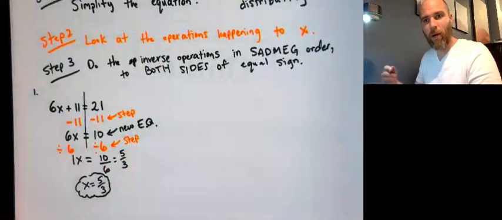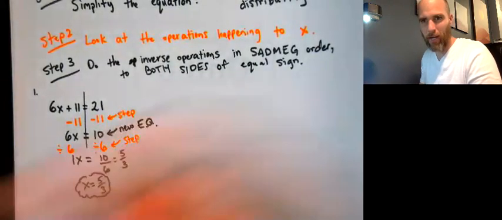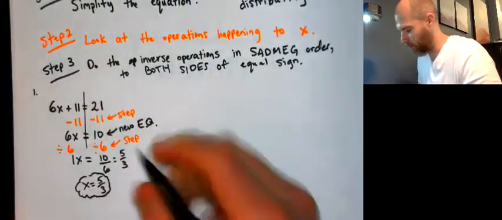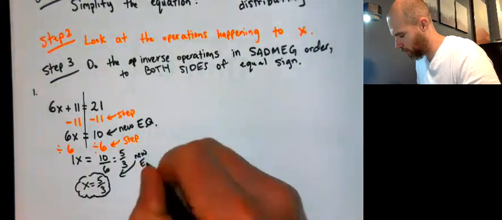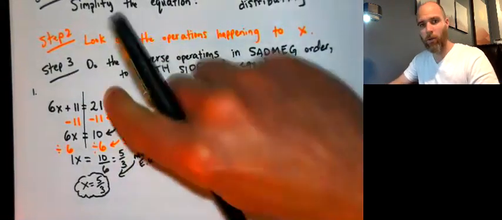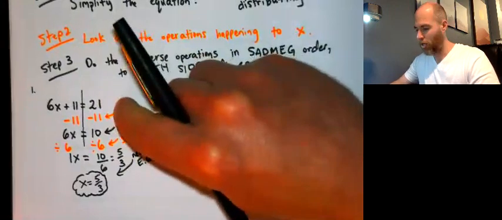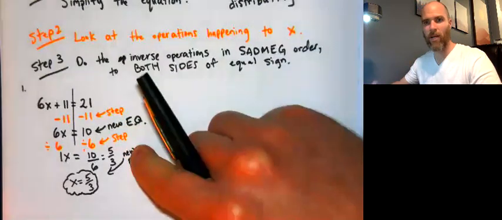And then lastly, we wound up at a new equation, 1x equals 10 over 6, or x equals 5/3. These are all kind of the same equation. So new equation. This is how your work should always look. Original equation, step. New equation that results from that, step. New equation that results from that, etc.